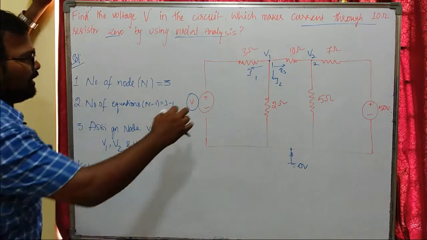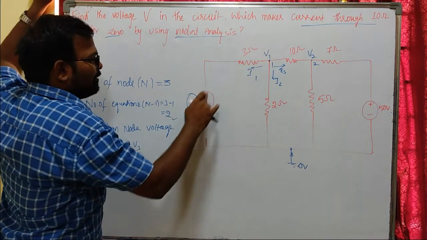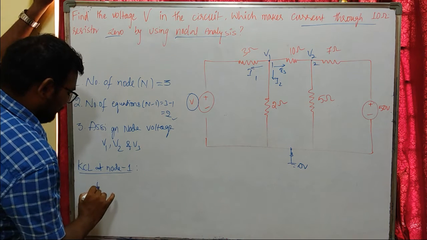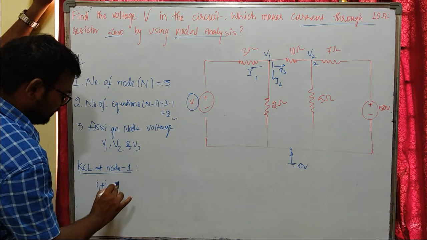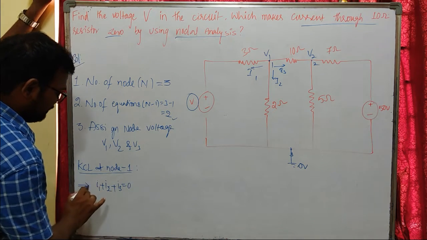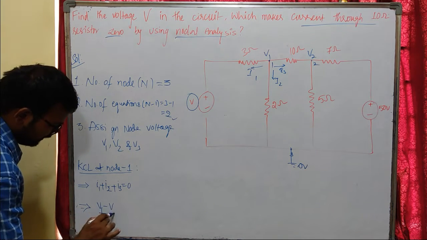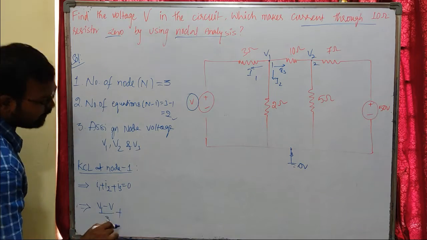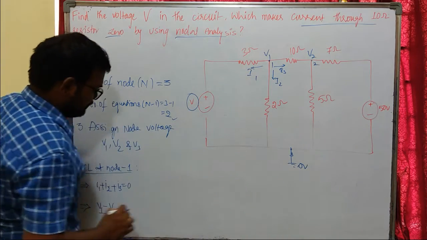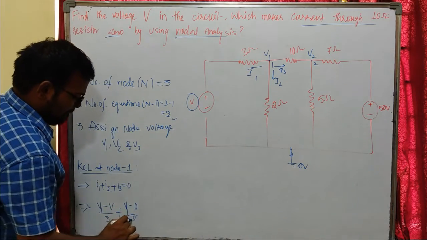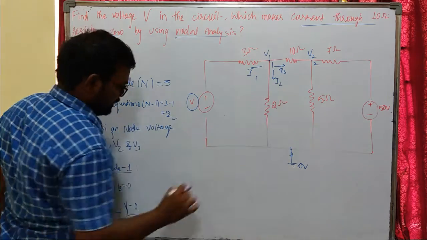I1 will be equal to (V1 minus V) by 3 ohms. I1 plus I2 plus I3 must be equal to 0 according to KCL. So I am writing I1 equal to (V1 minus V) by 3 ohms. Similarly, I2 is (V1 minus 0) by 2 ohms, plus (V1 minus V2) by 10 ohms.